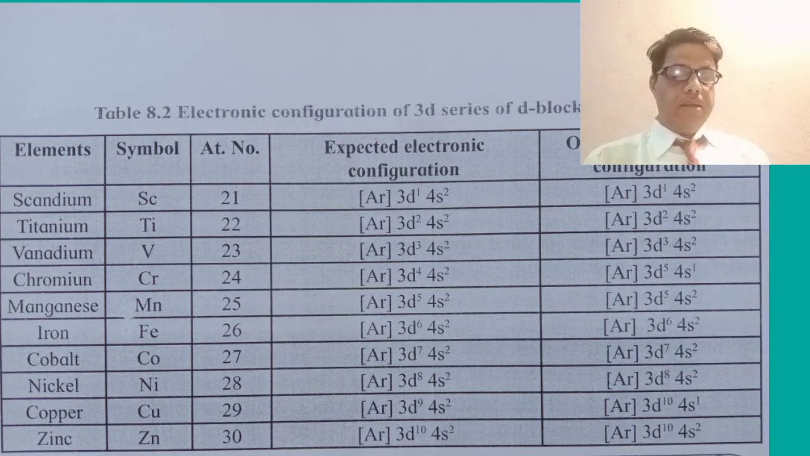Since zinc has completely filled n-1 d orbital, here n is 4 minus 1 is 3, there is a completely filled 3d orbital in the ground state. The valence electronic configuration for zinc is 3d10 4s2. So in this 3d10 position its common oxidation state is +2, so it is not regarded as a transition element.